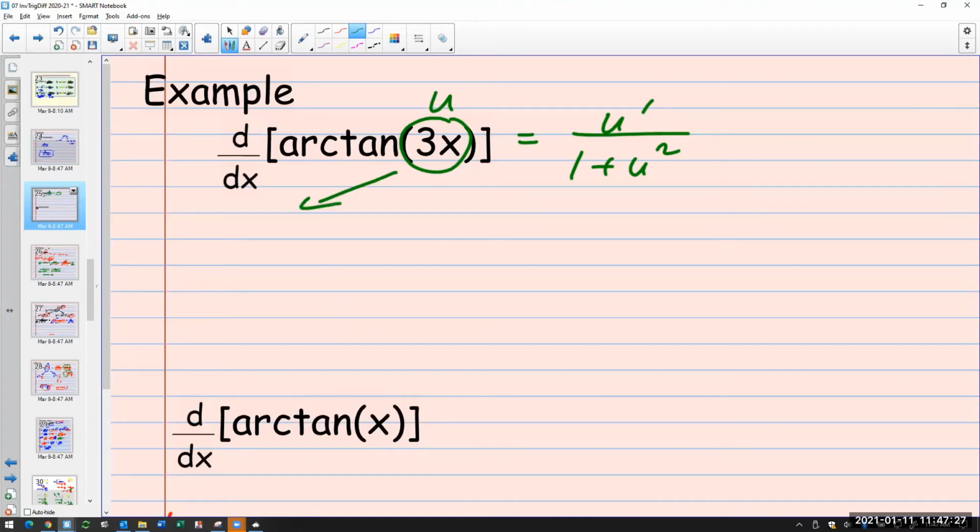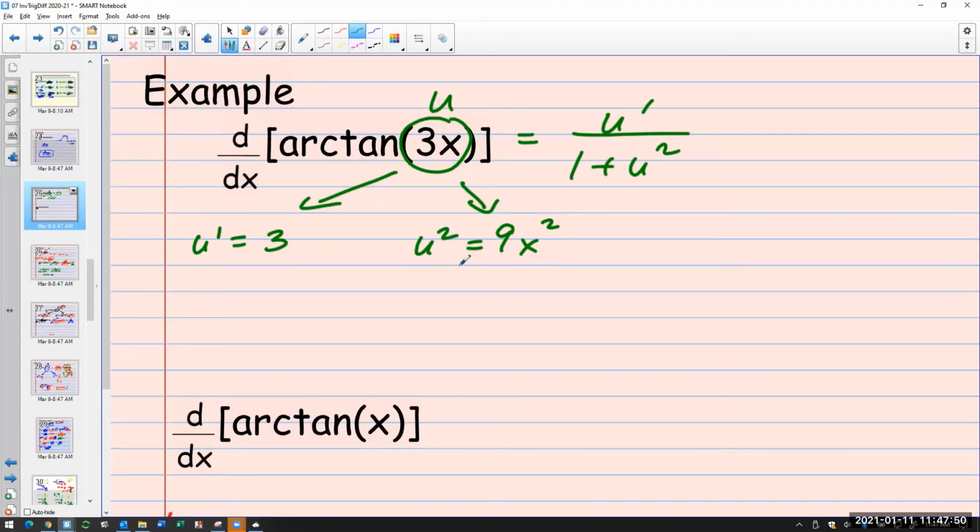I split this 2 ways, okay? The first way I find u prime. So the derivative of 3x is just 3, okay? The second thing I do is find u squared. 3x times 3x, hopefully you guys are comfortable with this, is 9x squared. Okay, so I figure out what u is. I figure out what u prime is.